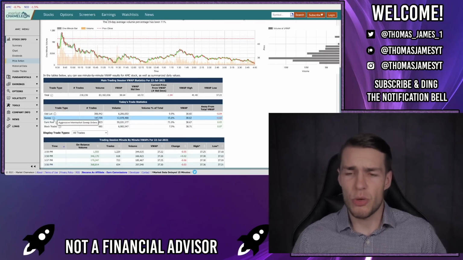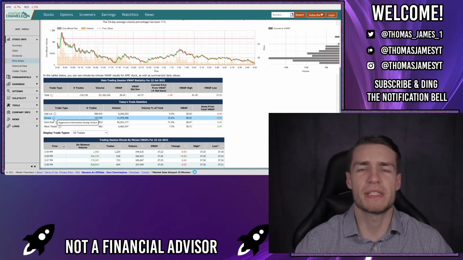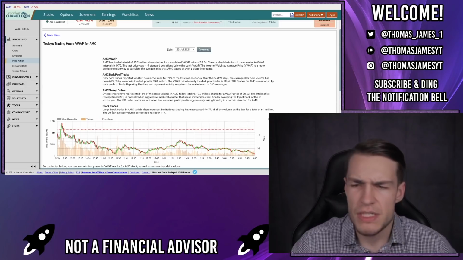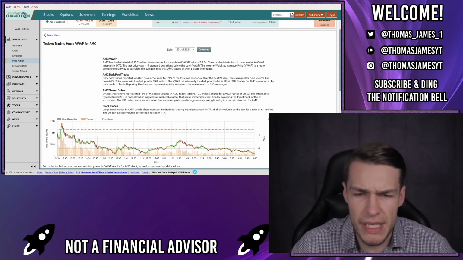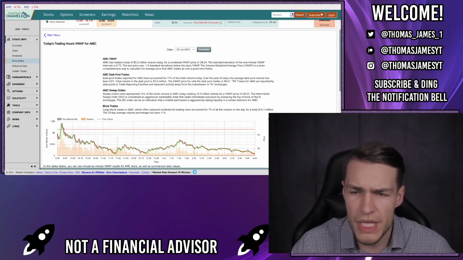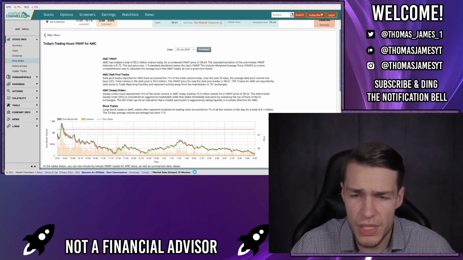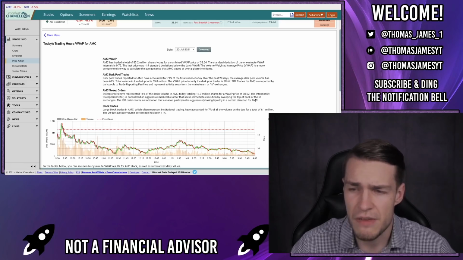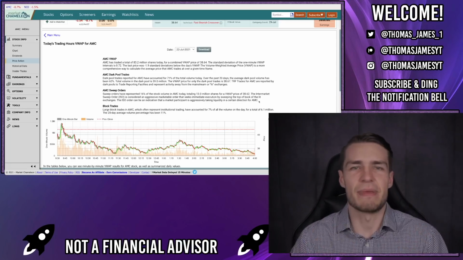Number two, sweep orders that are responsible for 15.6% of today's volume. So what is a sweep order? The intermarket sweep order, ISO, is considered an aggressive marketable order that seeks immediate execution by sweeping the top of book of the lit exchanges. The ISO order can be an indication that a market participant is aggressively taking liquidity in a certain direction for AMC. So what does that actually mean?